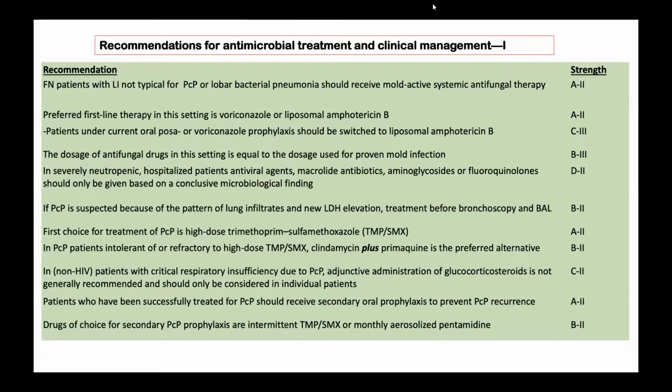In non-HIV patients with non-critical respiratory insufficiency, adjunctive steroids are not recommended. Patients who have been successfully treated for PCP should receive secondary oral prophylaxis. And the drug of choice for secondary PCP prophylaxis is intermittent trimethoprim-sulfamethoxazole or pentamidine aerosolized monthly.